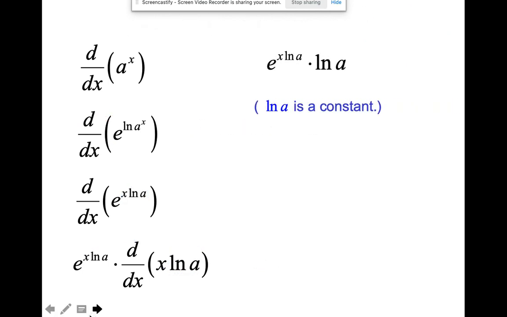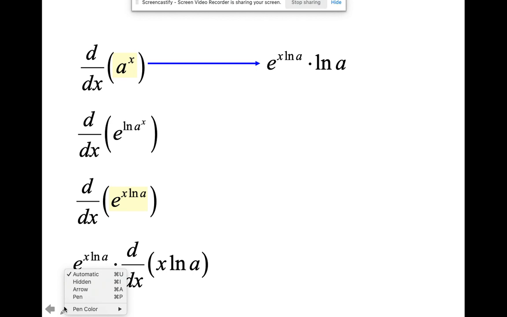There you go. So, what does this say? What did e to the x ln a really look like? Put the x back here, right? Do this backwards, put the x back, and rewrite.